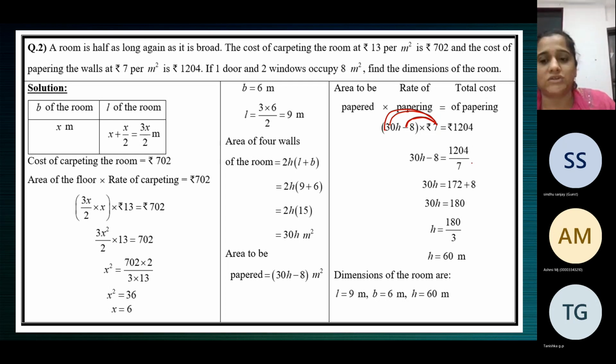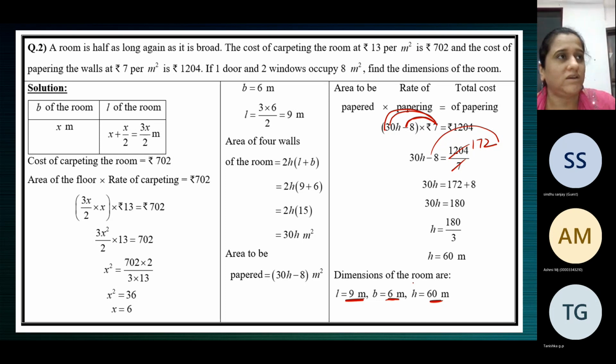Okay, I've taken the 7 for division. So you have 30h is equal to, when you cancel, you get 172. Okay, so 30h is equal to 172 minus 8 comes here as plus 8. So 30h is equal to 180, h is equal to 180 by 3, h is equal to 60. So the dimensions of the room are 9, 6 and 60.